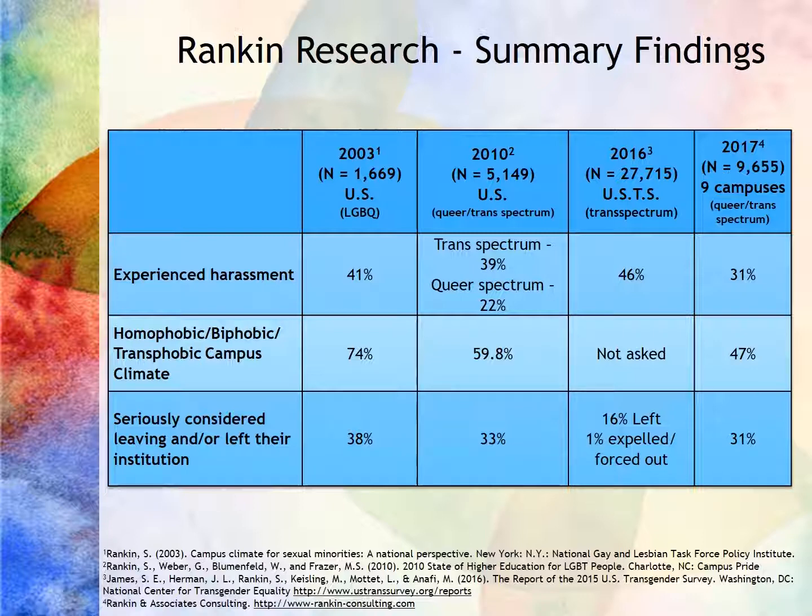But you can see in 03, that was my first national campus climate study on queer and trans spectrum students, faculty and staff. And you can see going across the different studies that it's kind of gotten better. But when you say it's gotten better, it still sucks, excuse me. It's still 31% of students experience harassment to our queer and trans spectrum. They still identify their campuses as homophobic, biphobic, and transphobic.